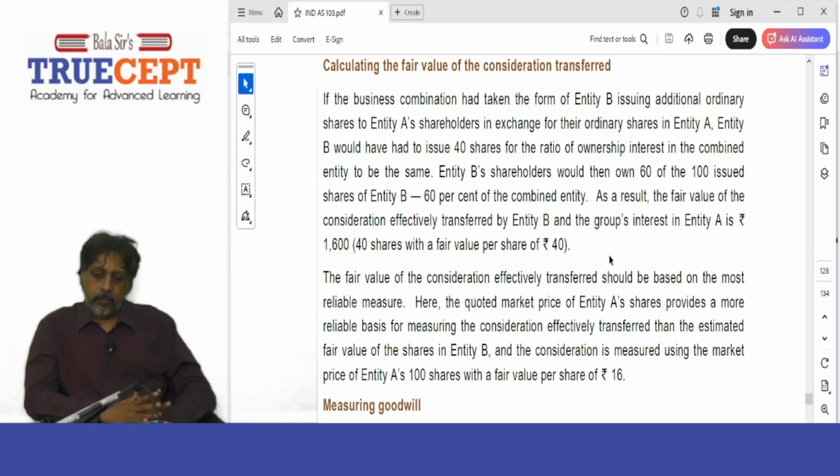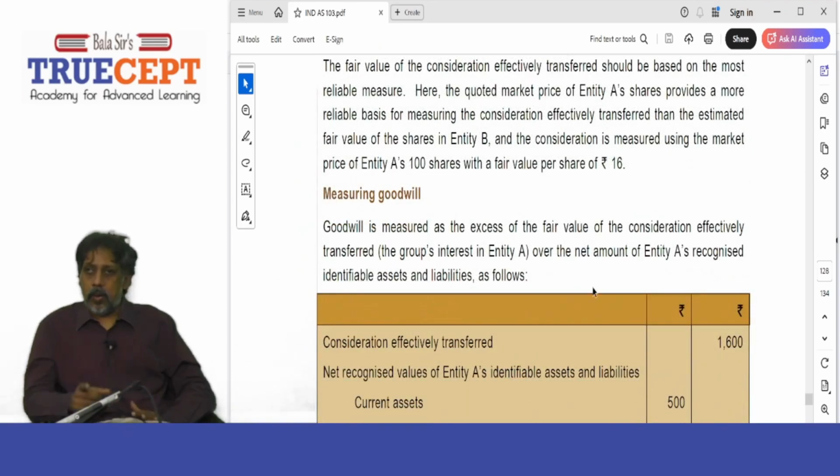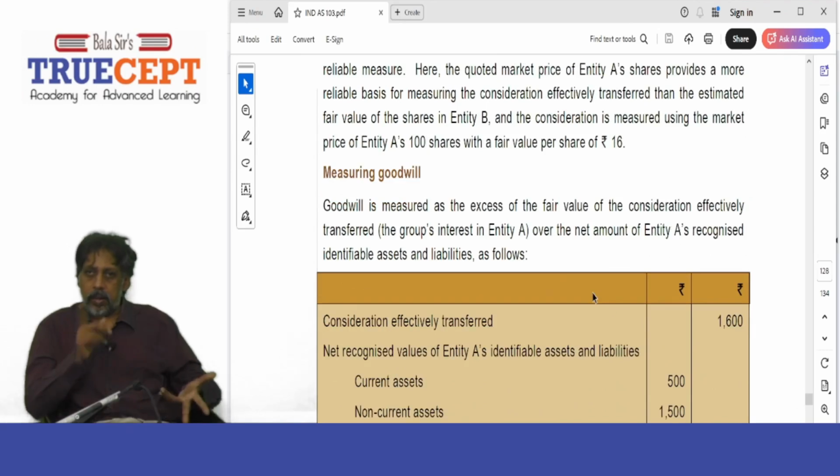Next. The fair value of the consideration effectively transferred should be based on the most reliable measure. He has given one more approach: the most reliable measure. Here, the quoted market price of entity A shares provides a more reliable basis for measuring the consideration effectively transferred than the estimated fair value of the shares in entity B. The consideration is measured using the market price of entity A's 100 shares with a fair value per share of 16. So here it's a coincidence, same, no problem. So 100 shares into 16, how much? 1,600.